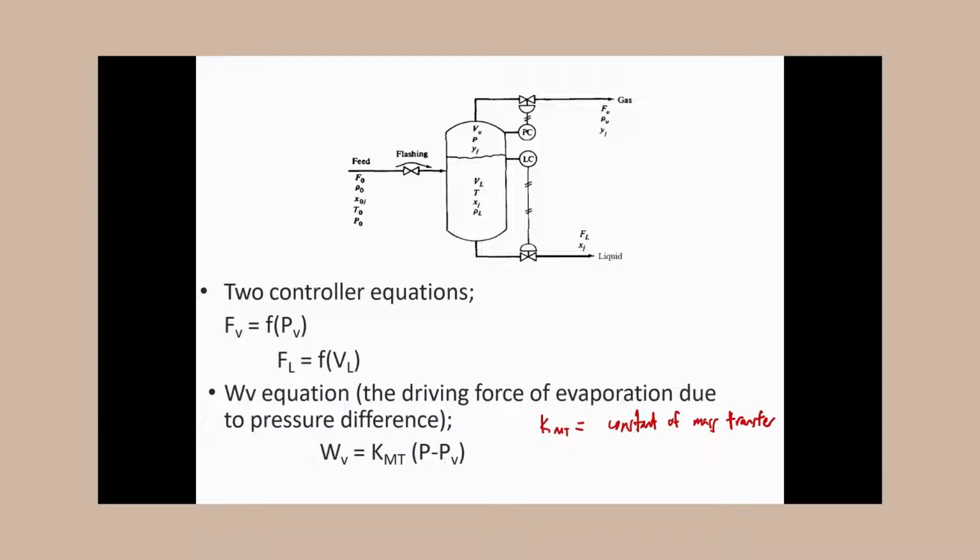The driving force of evaporation can be found by using the formula WV equals KMT times (P minus PV). KMT is the mass transfer constant between liquid and vapor, while P is the pressure in the liquid system, and PV is the pressure in the vapor system. We have to keep in mind that the driving force of evaporation is due to pressure difference, so the pressure in the liquid will always be higher than the pressure in the vapor system.